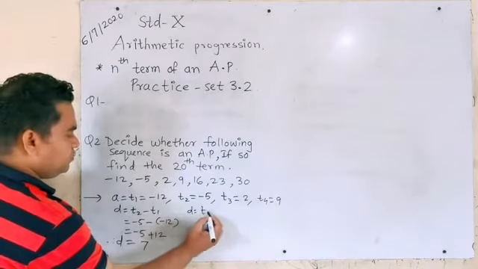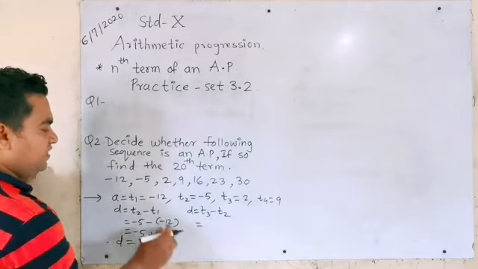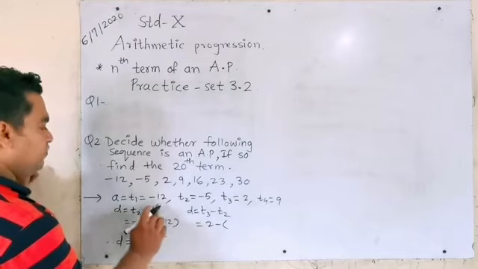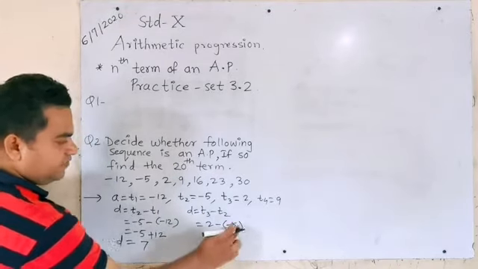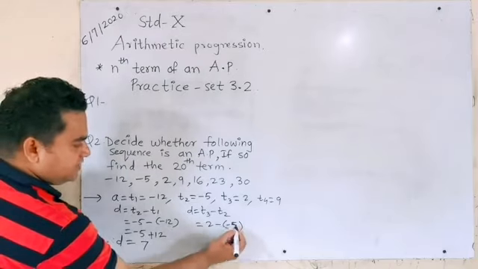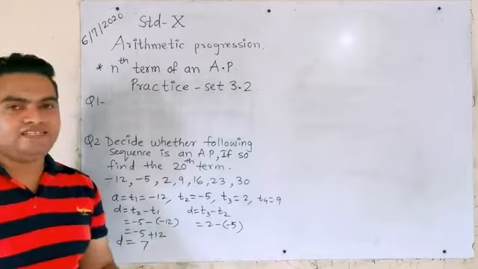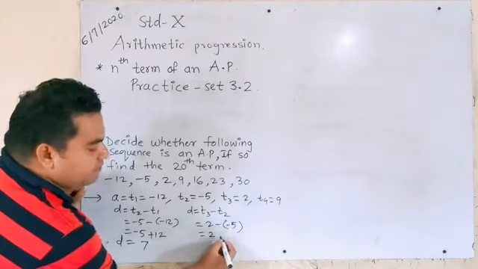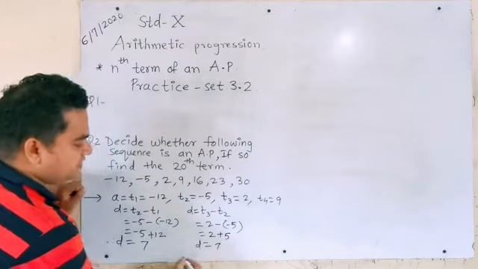D is equal to T3 minus T2. What is the value of T3 here? It is 2. 2 minus, and the T2 value is already given, that is minus 5. As I have said earlier, this minus is the formula and T2 is minus 5 already. So we will write 2, and this minus multiplied by minus will be plus 5. Therefore D will be 7.